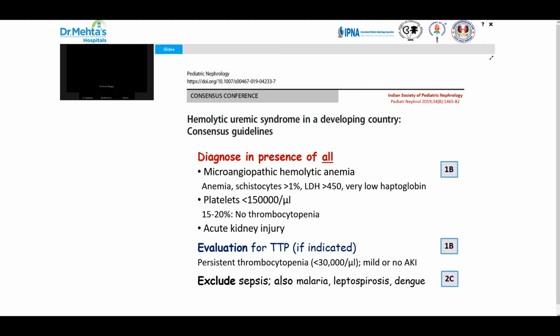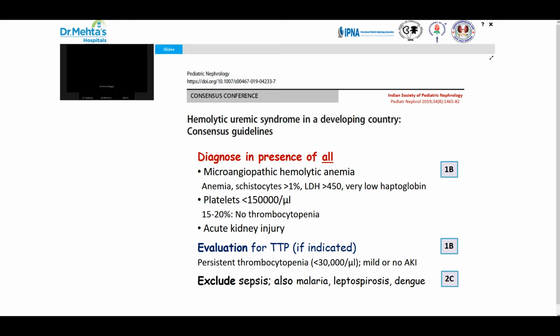And we recommended that the diagnosis of HUS should be done in the standard way. So you document microangiopathic hemolytic anemia with histiocytes, demonstration of raised LDH and low haptoglobin, thrombocytopenia, remembering that a proportion of patients may not always have thrombocytopenia when they are discovered, and acute kidney injury. We also recommended that we should evaluate for TTP if there is indication. Now, this is a controversial thing, because ADAMTS assays are not easily available. And overall, if you look at thrombotic microangiopathy in children, thrombotic thrombocytopenic purpura accounts for a small proportion, maybe less than 5% or 7%.